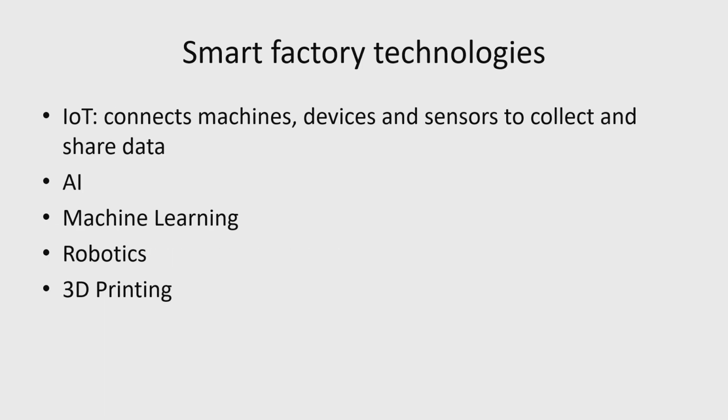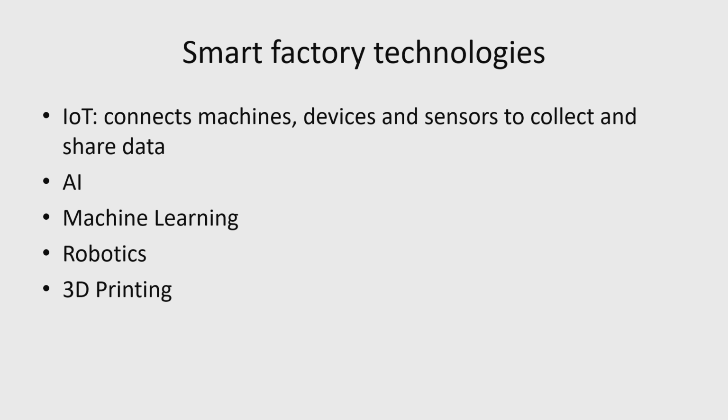What are the smart factory technologies which have to be integrated? These technologies should not be used in isolation. Together they should be used, like 1 plus 1 makes 11. These technologies are IoT, the Internet of Things. We have already given one talk on it. It connects machines, devices and sensors to collect and share data.